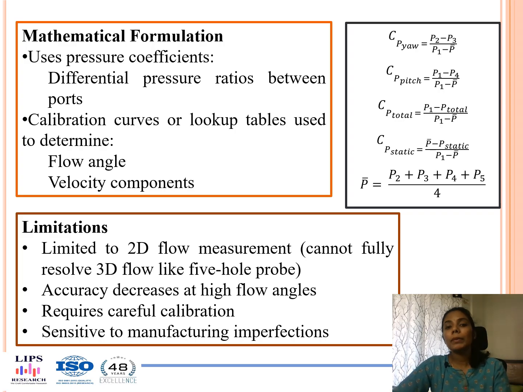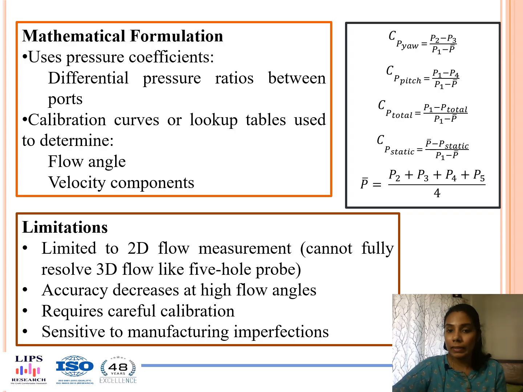Now, coming to limitations of this particular instrument, there are a few limitations. The first limitation: in most cases we will be able to use this probe in 2-dimensional flow measurement. Though it can be used up to an extent for 3-dimensional, accurate results may not be obtained. So in most cases, it is limited to 2-dimensional flow measurement. It can accurately measure yaw angle, but it cannot fully resolve complex 3-dimensional flow structures when compared with a 5-hole probe.